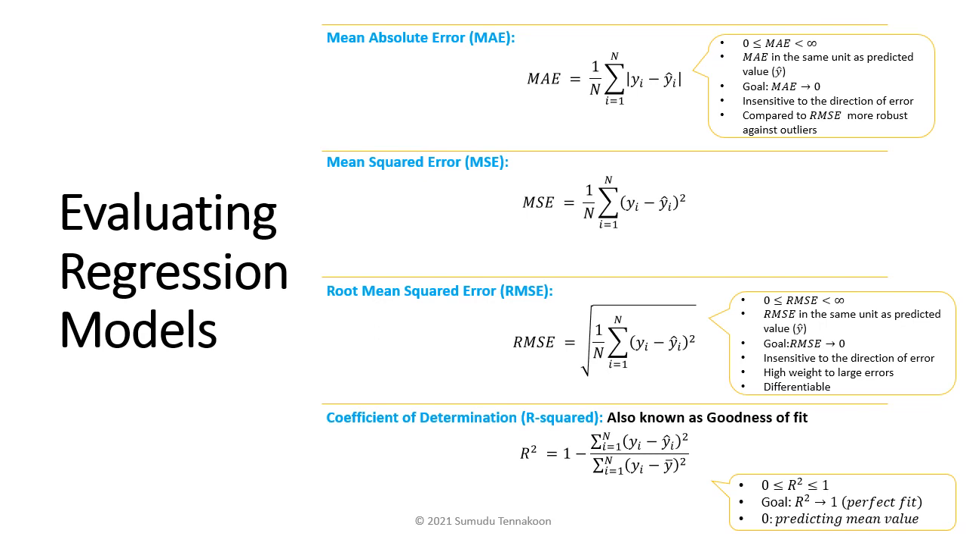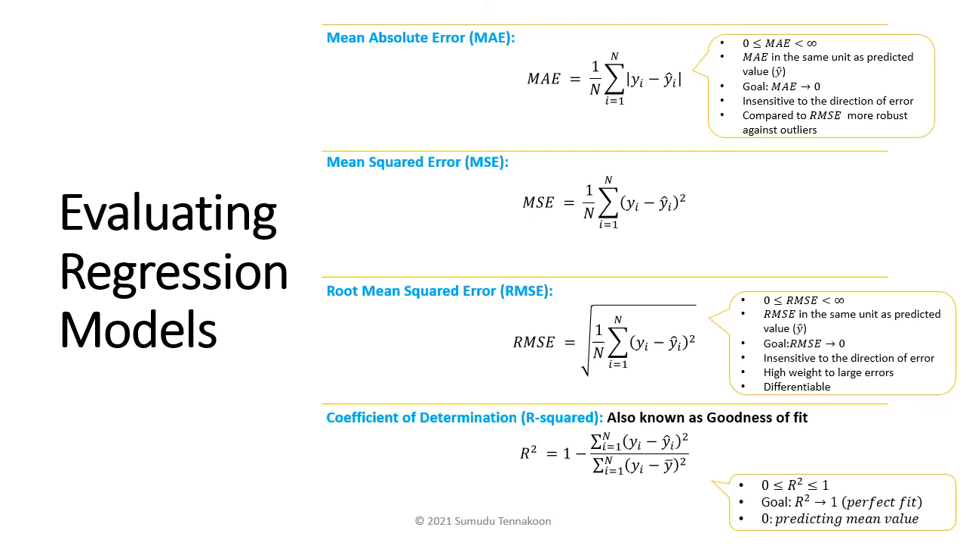The goal of both mean absolute error and root mean squared error is to get this value to 0. You will not get exactly 0 in reality, but you should try to get it closer to 0. Less error means a better model. Root mean squared error is insensitive to the direction of error, which is the same situation as mean absolute error. It cannot tell you in which direction your actual value is deviating from the predicted value, so it cannot say whether it's a positive or negative direction.